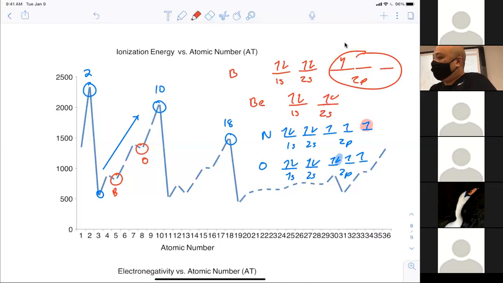This also explains how we use ionization energy to prove the existence of energy levels, right? Because we showed this giant spike here represents a change in energy level, okay? So if you're at any atom that's not at the giant spike, let's say you are here, okay? That's carbon, okay?